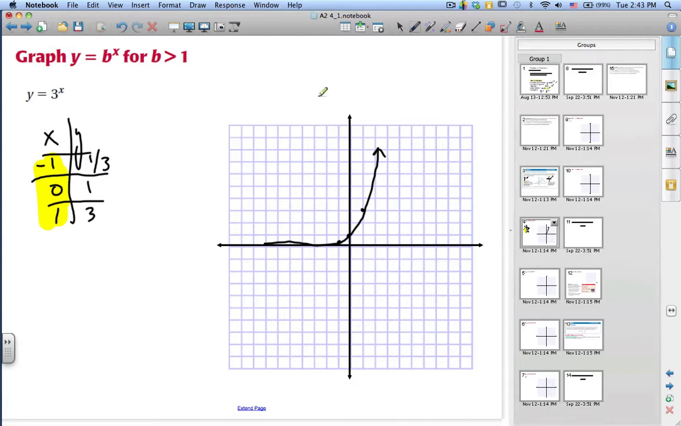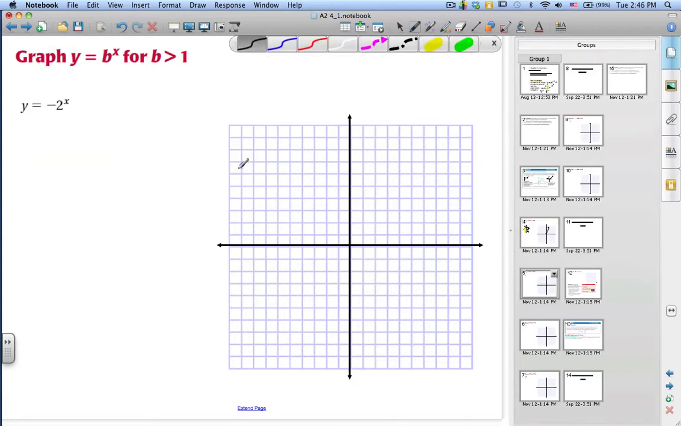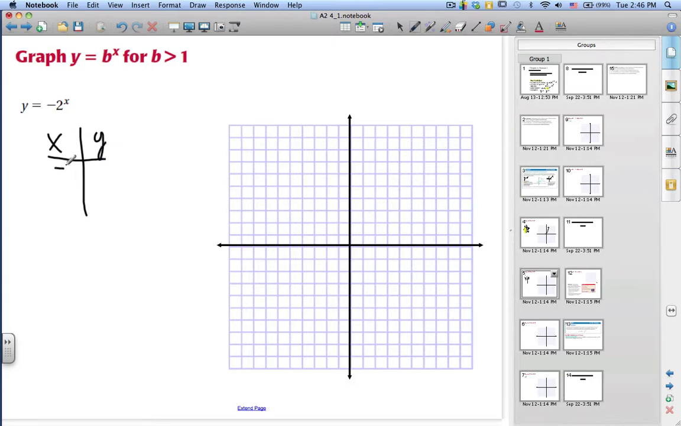So let's take a look at what happens when we have, in essence, what I have here is a negative leading coefficient, a coefficient of -1. I'm still going to go ahead and create an input-output table using -1, 0, and 1. But I do have to follow order of operations.